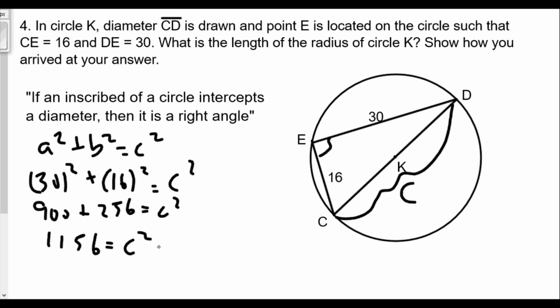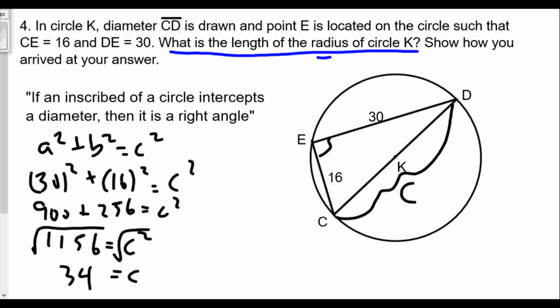Now we're going to take a calculator, take the square root of both sides, and so c is equal to 34. Sorry. So 34 is the measure of the diameter, but we're looking for, and I always recommend you underline the last question, the radius of circle K, not the diameter. Therefore, we're going to take the 34 and divide by 2, because diameter is twice as long as the radius, to get 17. So here, we get our radius to be 17 units.